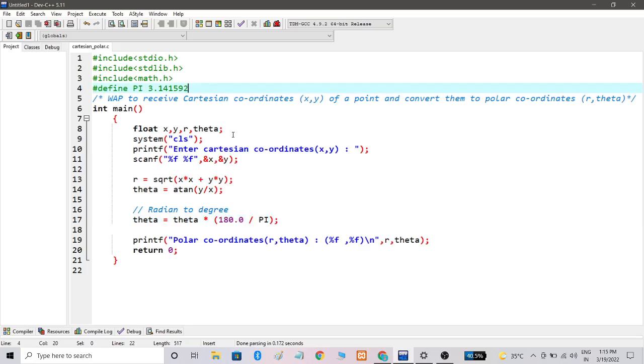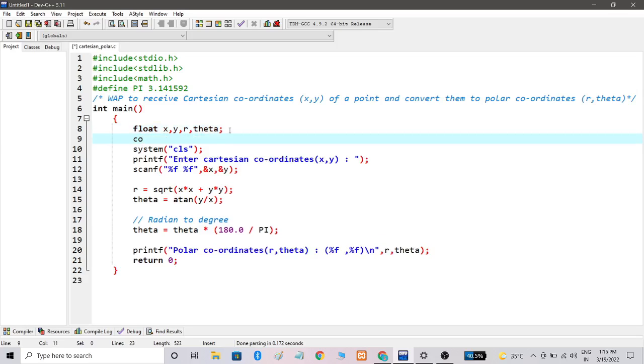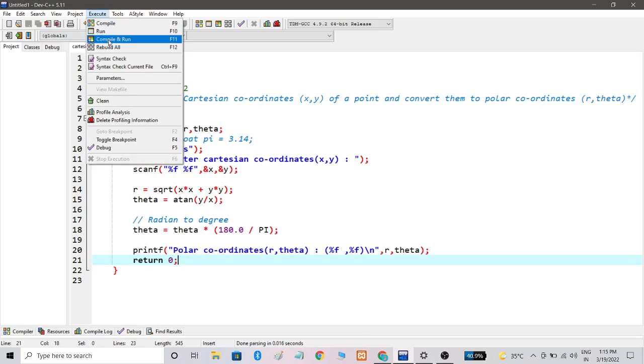You can declare the pi value here also. If you don't want to declare it in the header, you can declare const float, the value of pi equals 3.14, the value which we have written. It is another way. It depends upon how you declare it. I find it easier by declaring it here. Next, we are going to print the polar coordinates and then end the program. Let's execute it.